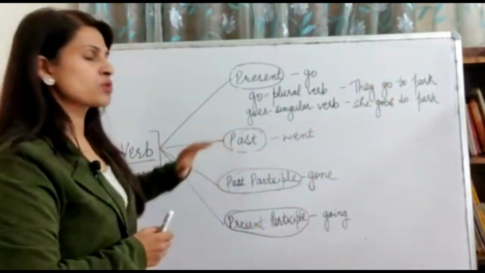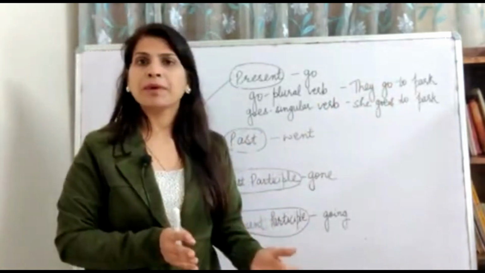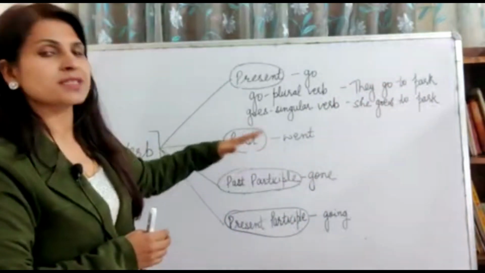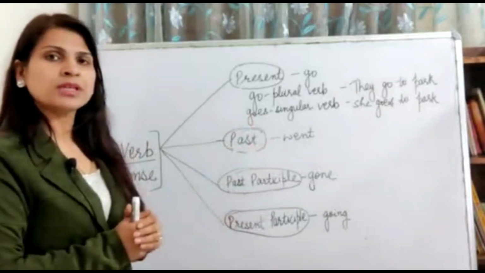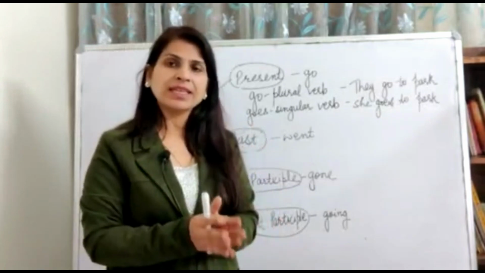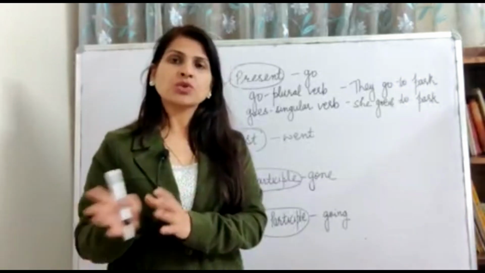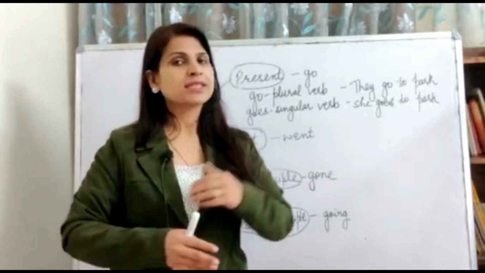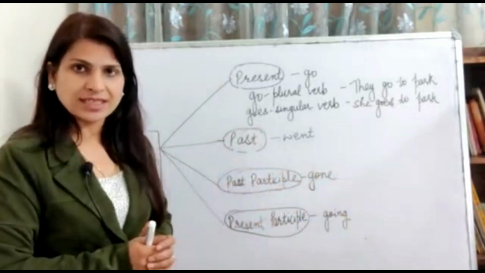Then we have the past verb. The past verb shows the actions which happened in the past. It shows the past, simple past tense. The past participle form shows the actions which are finished, whether they are finished in the present or they are finished in the past or they will be finished in the future. That we will see when we learn about these tenses in detail.